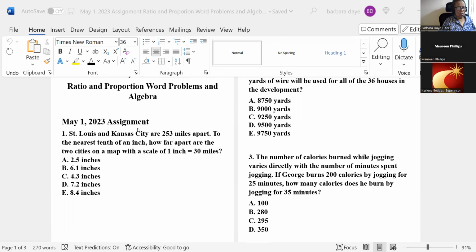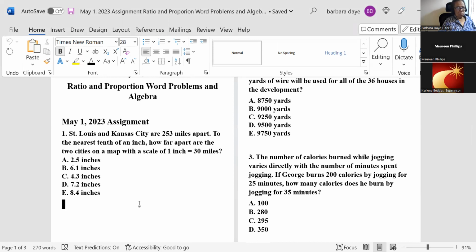St. Louis and Kansas City are 253 miles apart. To the nearest tenth of an inch, how far apart are the two cities on a map with a scale of 1 inch equal 30 miles? So, Maureen, tell me how you set that one up. You set up a ratio proportion, right? So what did that look like?